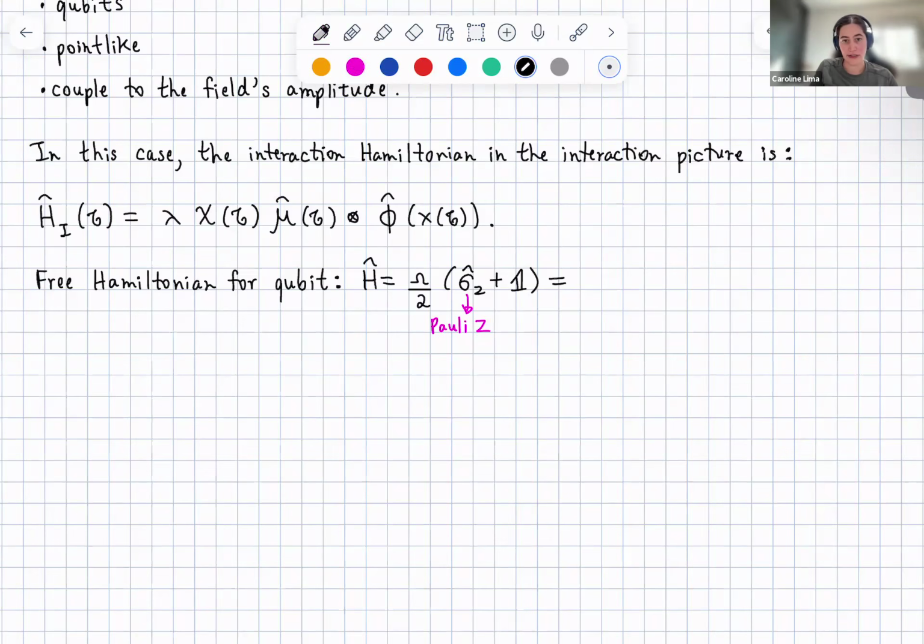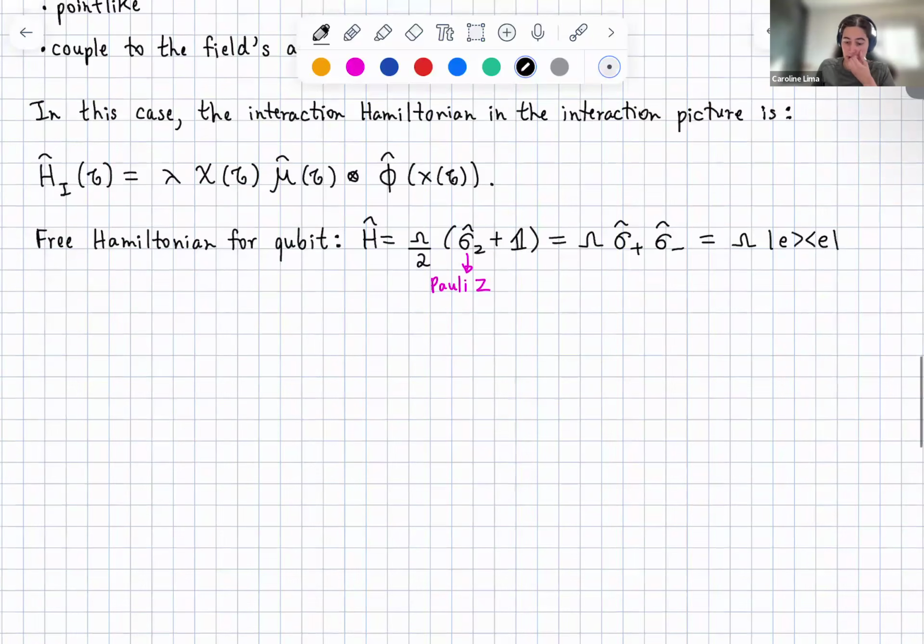Okay, so here I can rewrite this as the energy gap times the raising operator for the qubit times the lowering operator for the qubit. And I can rewrite everything as the gap times this excited state. So here is the excited state.